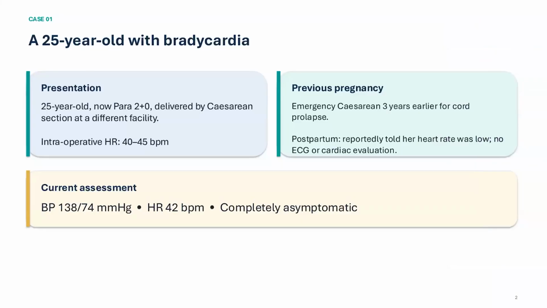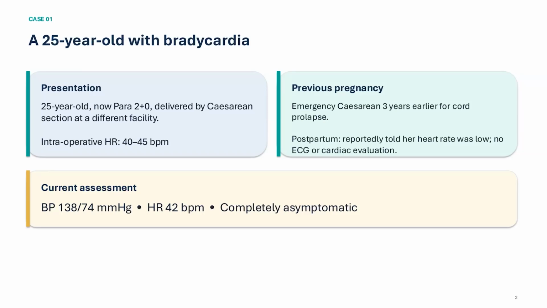This is a case that came to our clinic some years back, a 25-year-old patient who had been referred for cardiac evaluation. She came to us around 1 week after cesarean section delivery at a different facility. The main reason for referral was to evaluate her heart rate, as during the intra-op period they noticed her heart rate was low; the referral note mentioned a range of between 40 to 45.